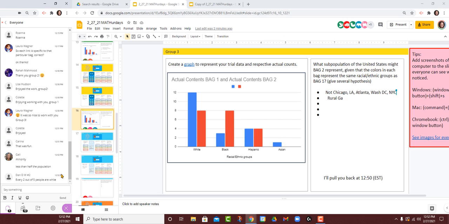We've got some ideas here. Minority, less than half the population. Every 2 out of 5 people are white.